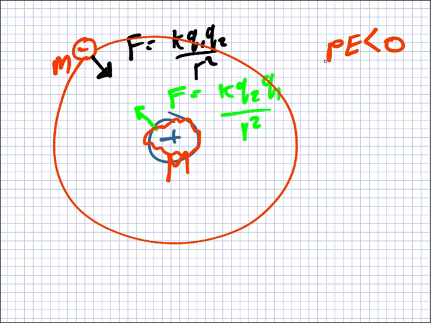So ionization energy is the energy the electron needs to be freed, to ionize, to free an electron.